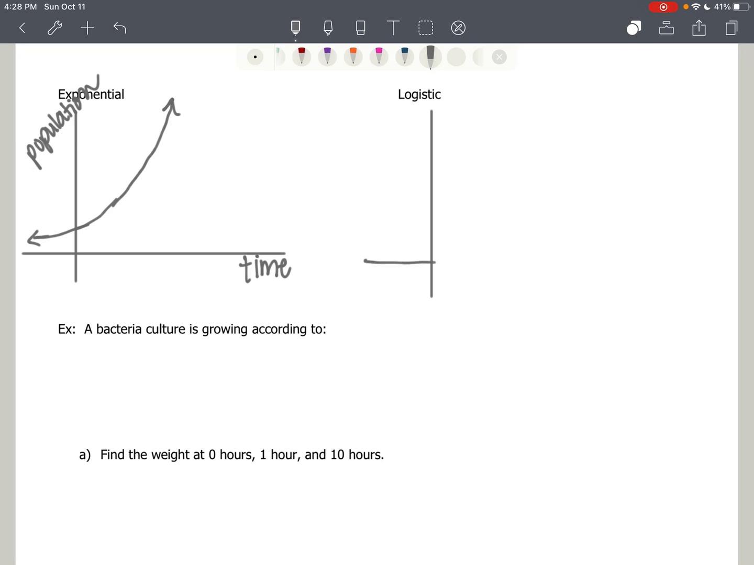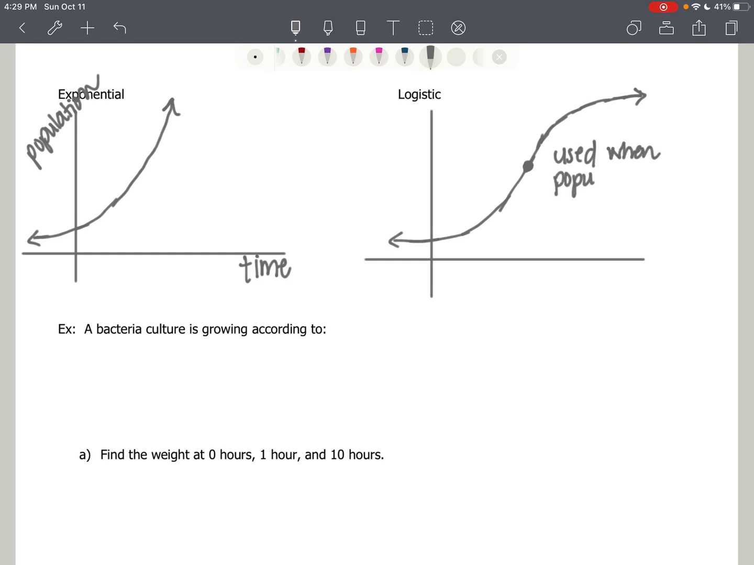We also have what's called a logistic function. What's interesting about a logistic function is that you've got this going on, and it looks exponential, and then right here it's got a point of inflection where it turns towards concave down, which is more logarithmic. So we use logistic functions when the population growth is restricted.